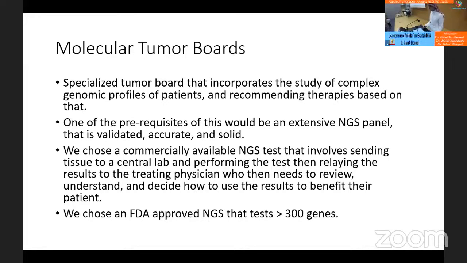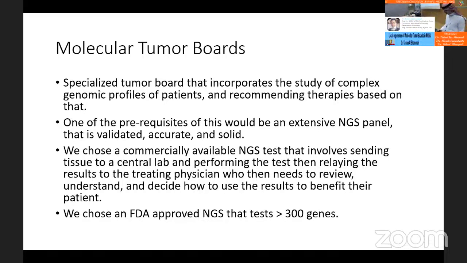Of course, one of the prerequisites for an efficient molecular tumor board is to have an extensive next generation sequencing panel that is validated, that is accurate, and can provide you with solid results. Now, we have chosen in National Guard a commercially available next generation sequencing test that involves sending a tissue to a central lab and performing the test, and then relaying the results to the treating physician, who then needs to review, understand, and decide how to use the results to benefit the patient.